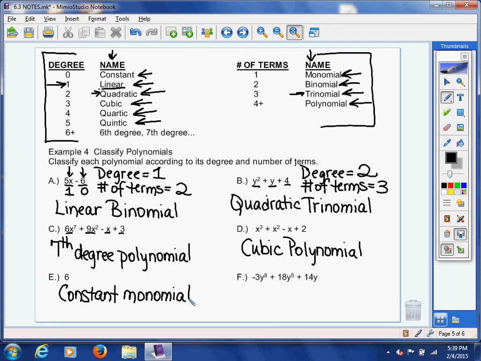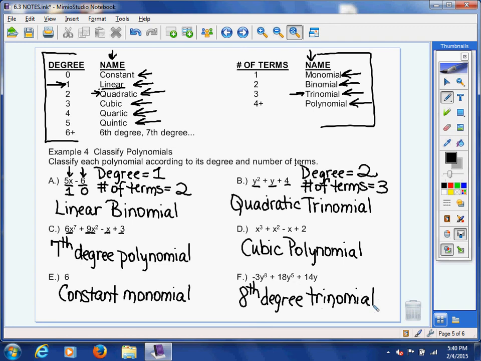All right, letter F, last but not least. Let's take a look. What's your biggest degree? Yep, if you said 8, you're exactly right. There's no special name for 8, so we'll just call it an 8th degree. All right, and then how many terms do you see there? I see 3 terms, and that's a trinomial. So this is an 8th degree trinomial.